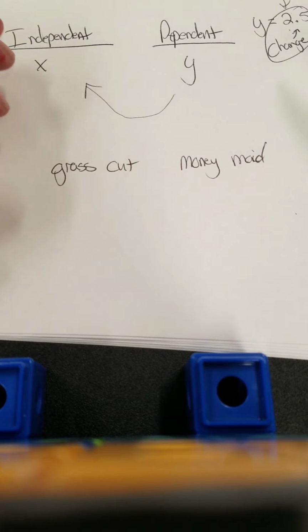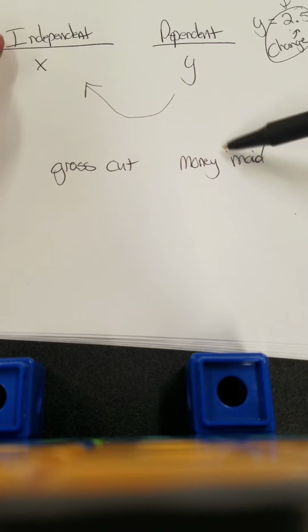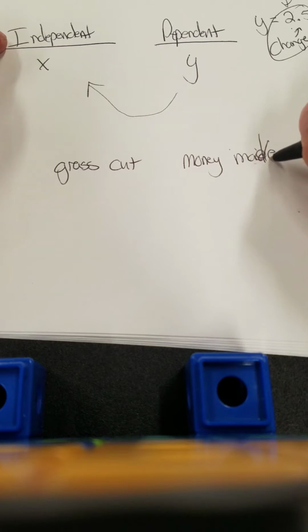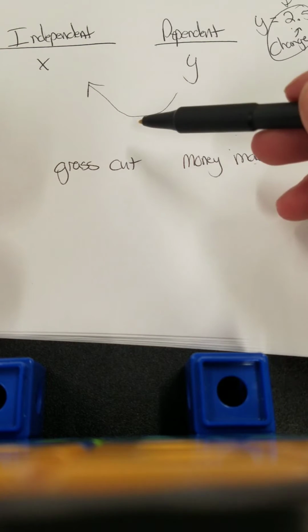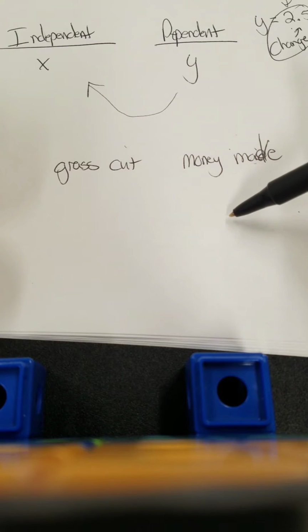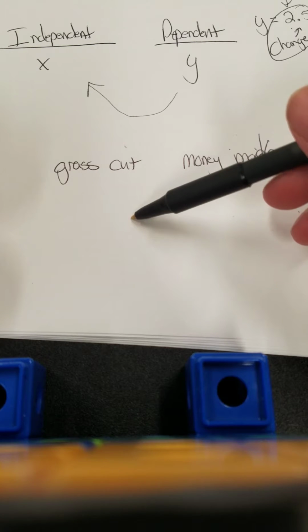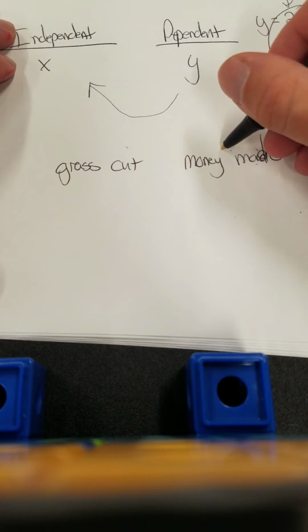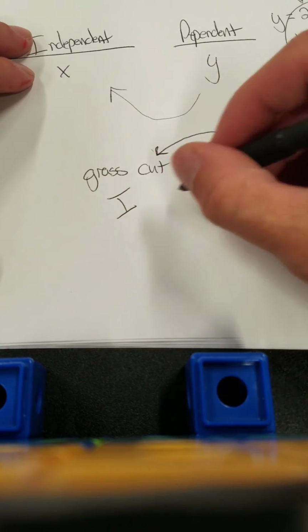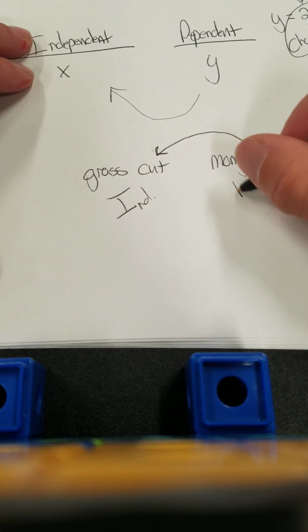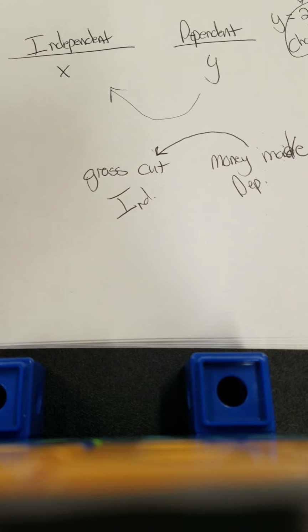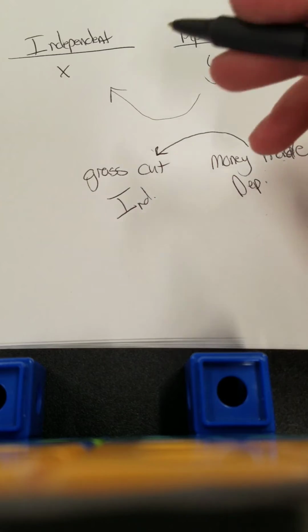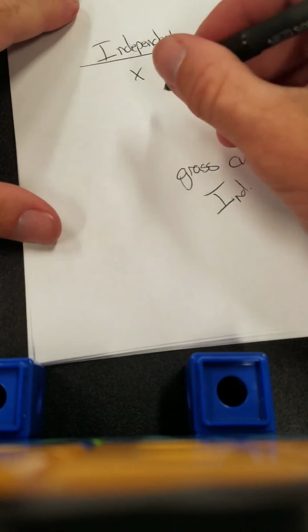Well, ask yourself this question. Does the money made, wow, I wish I could spell. Does the money made depend upon how much grass we cut, or does how much grass we cut depend upon the money made? Well, the amount of money that we make depends on how much grass we cut. That makes this an independent variable and this a dependent variable. It depends upon the other thing. That's the x value, that's the y value.